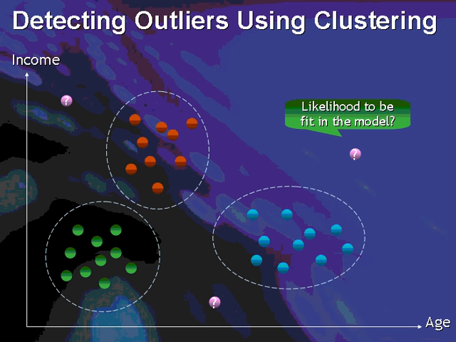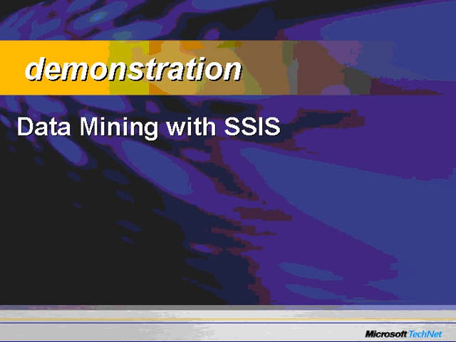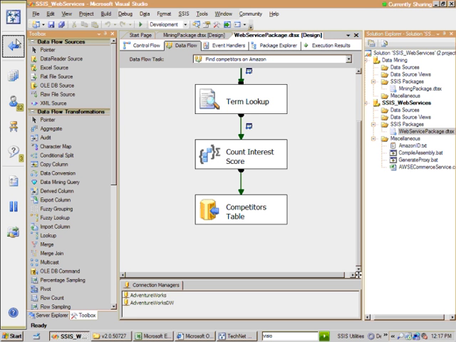I can filter them out and look at them and say, well, is this person a rock star? Or is it someone who's actually trying to overstate their income to get a mortgage? Or is it just a data problem, just an error in the data? The rules to identify those people may be very complex, but data mining can infer it very, very easily. So let's go on to a very quick demo of data mining with Integration Services.